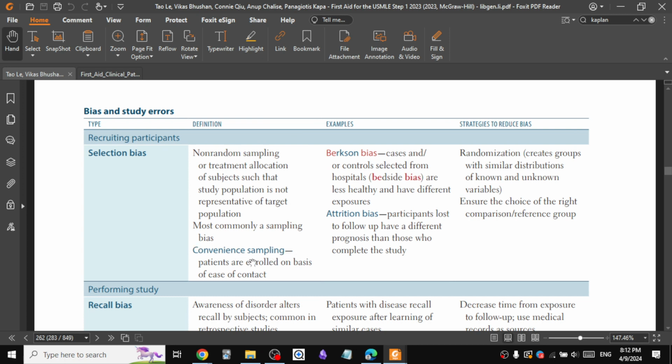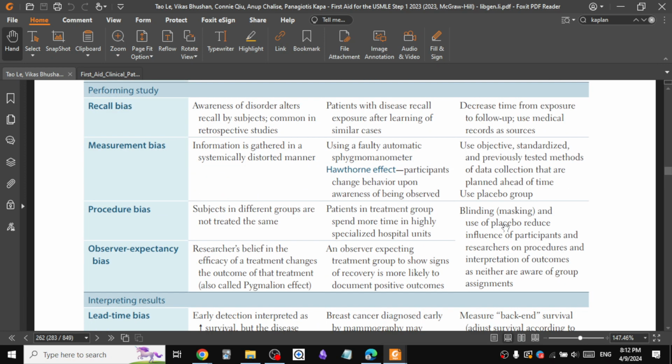Convenience sampling is basically when you just want to relax and take it easy, and you call the first 100 people you have on your phone. So that's enrollment bias, or convenience bias. How do you deal with this? You have to randomize. That's the main thing, and it will come up over and over. Randomize, and ensure the choice of the right comparison or reference group. I just have to fix the people I choose.